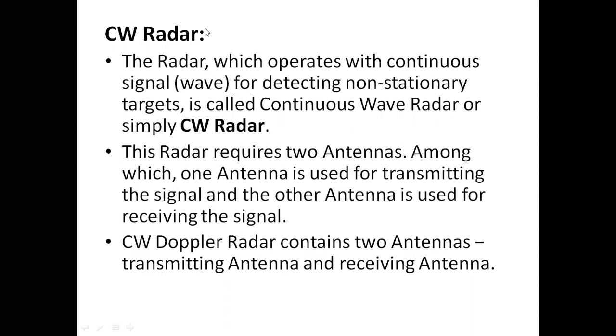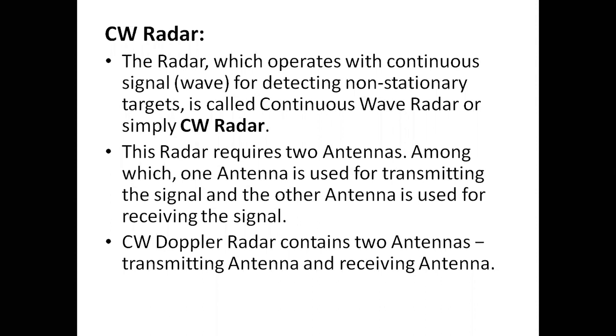So next one, continuous wave radar. So what is meant by continuous wave radar? The radar which operates with continuous signals for detecting the non-stationary targets is called continuous wave radar, or simply CW radar. That means we are transmitting analog signals, continuous signals, for detecting the non-stationary targets, that means for detecting the moving targets. That type of radars are known as continuous wave radars.